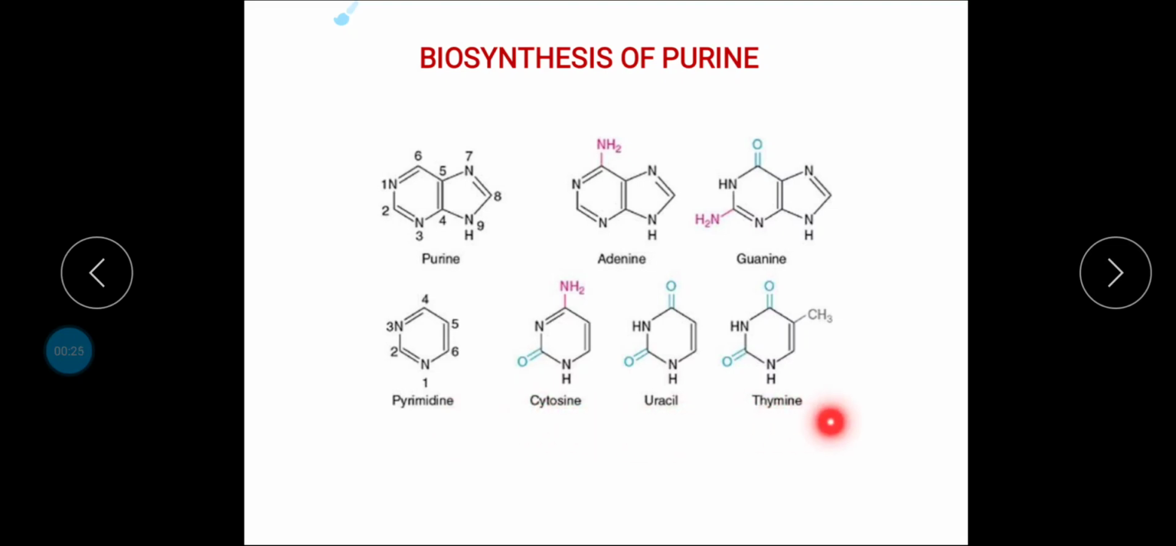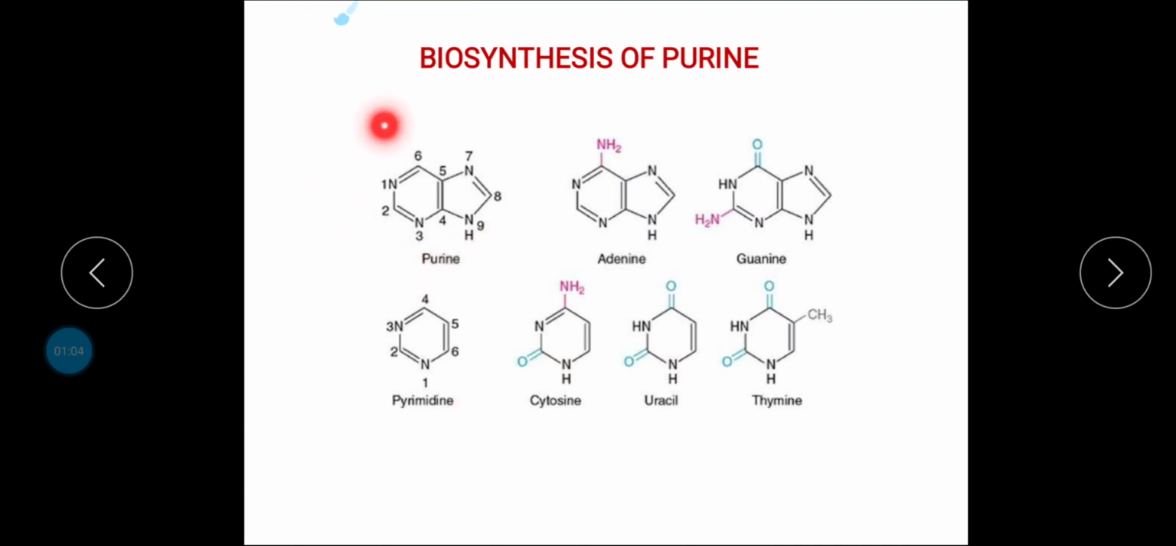uracil and thymine. The difference between purine and pyrimidine is that purine is a double ring structure and also it is numbered in the anti-clockwise direction. You can see here this nitrogen is given the first number, second, third, fourth, 5, 6, 7, 8, 9. Similarly, in pyrimidine the numbering is in the clockwise direction, that is first number to this nitrogen, second, third, fourth, 5 and 6. So this is the difference between purine and pyrimidine.